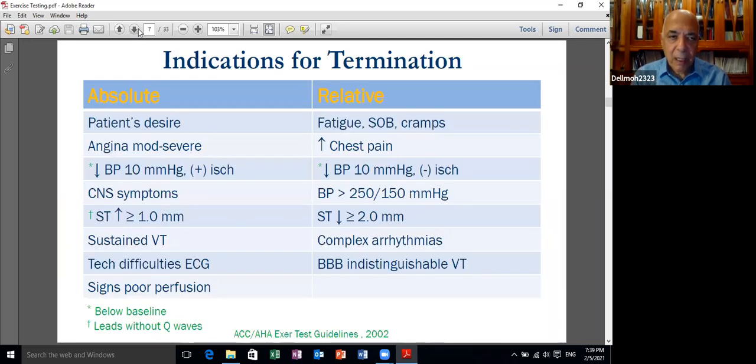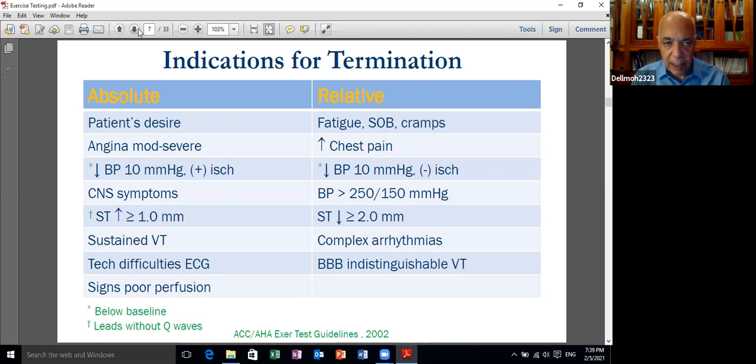Now, what are the other indications for termination of the exercise test? Absolute indications, according to the guidelines: patient desire because of symptoms, angina of moderate or severe degree, drop of the blood pressure below the baseline. It's important to know that the guideline is emphasizing that the blood pressure drops 10 millimeters of mercury or more below the baseline, not below the preceding stage.